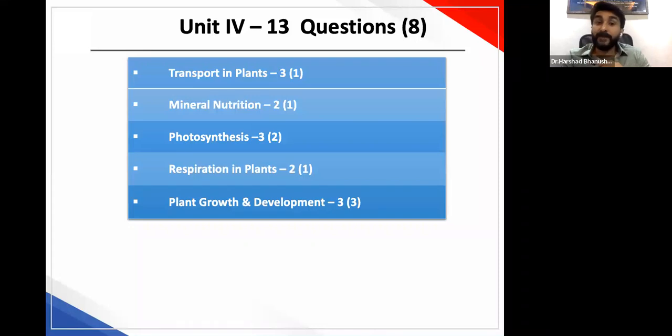Unit 4, again, a very even distribution this year. I found 13 questions came from Unit 4 with an almost even distribution: 3 from transport in plants, 2 from mineral nutrition, photosynthesis 3, respiration 2, plant growth 3. So I would consider it a very balanced distribution of questions from your plant physiology unit, that is your Unit 4.